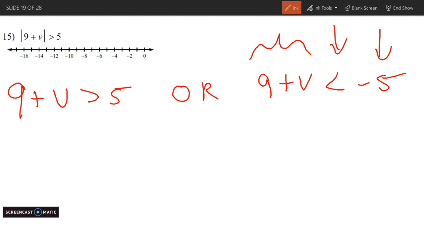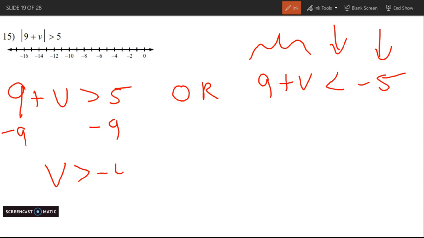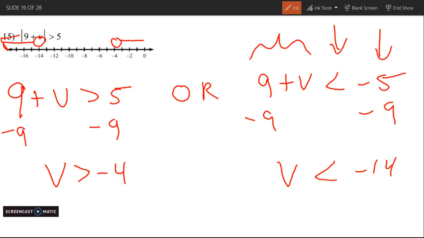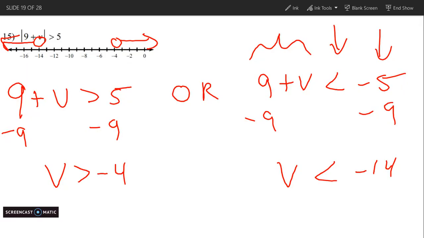So we've got 9 plus v. We want that v to be by itself, so we're going to subtract 9 on both sides. That gives us v greater than negative 4. Subtract 9 on both sides. Gives us v less than negative 14. So anything that is less than negative 14 or bigger than negative 4 is part of our solution here for number 15. All right, moving on to the next one.